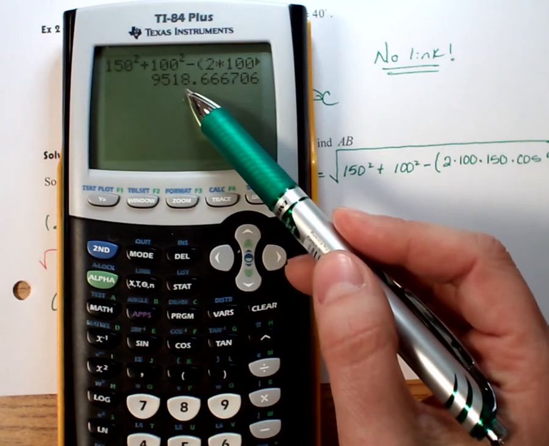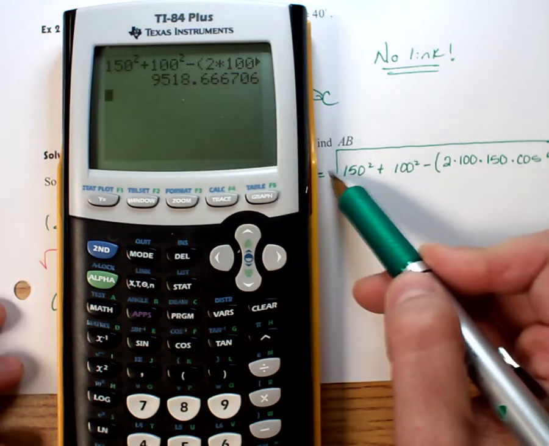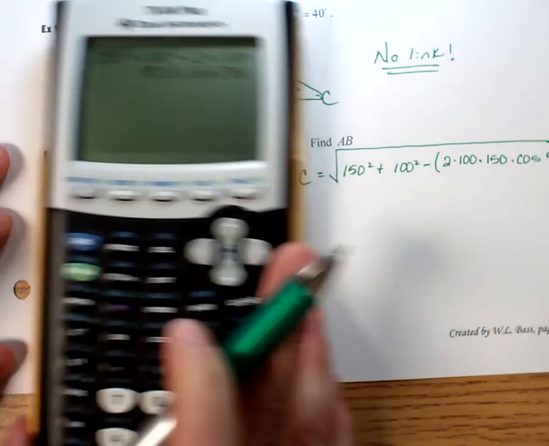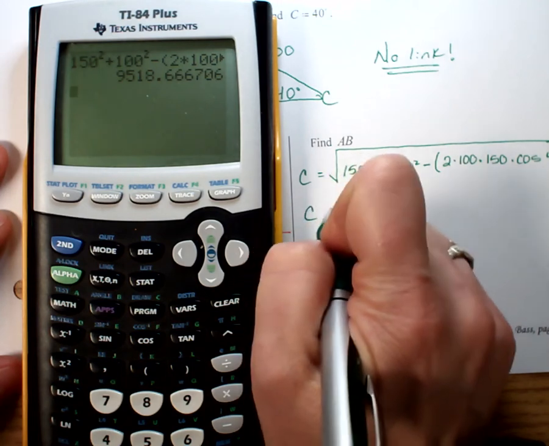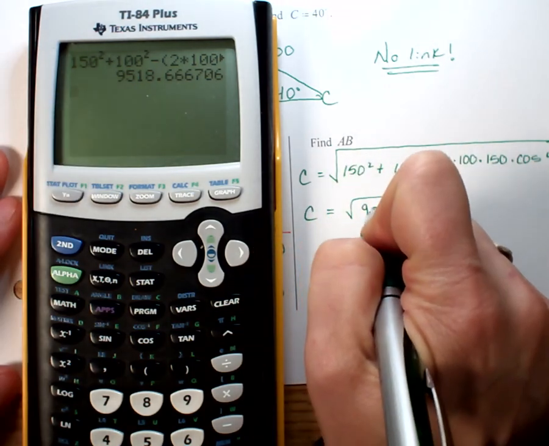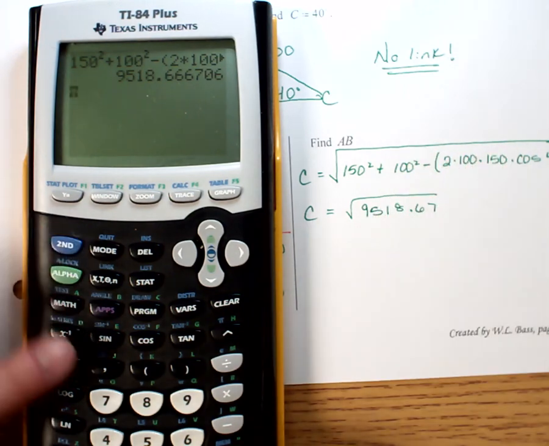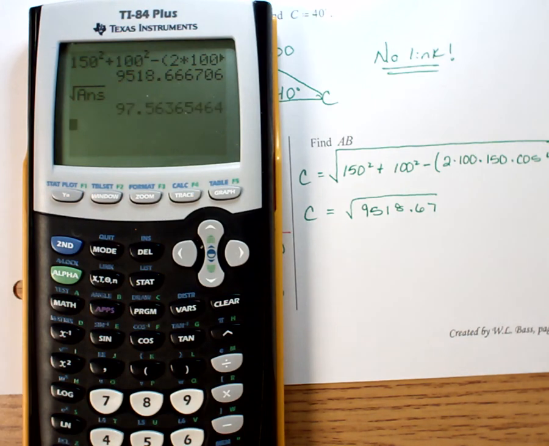So I get this enormous number. Definitely that side in the triangle is not that. Why? Because I need that square root. So we can go ahead and write this middle step if we want, but we're not going to clear our calculator. 9518.67. Square root. There we go.